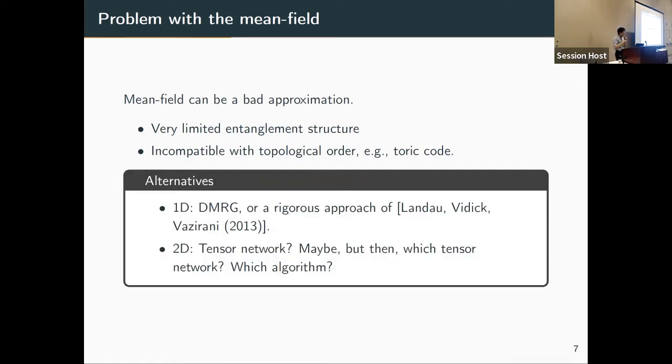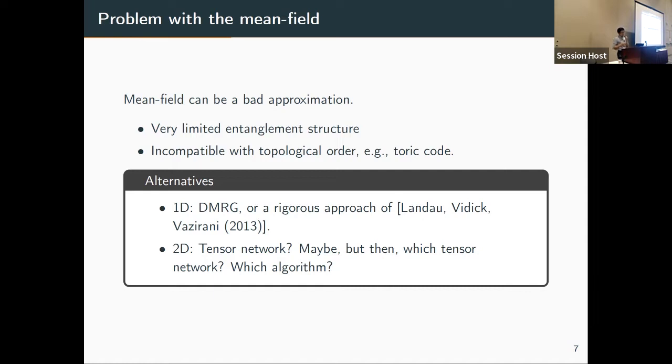So that said, there are some alternatives. In 1D, we have good alternatives such as DMRG, and if you want something more rigorous, there's a very nice algorithm by Landau, Vidick, and Vazirani. And in 2D, there has been a lot of recent progress on understanding the entanglement structure of these systems, like we just heard, and also on developing new algorithms based on tensor networks.